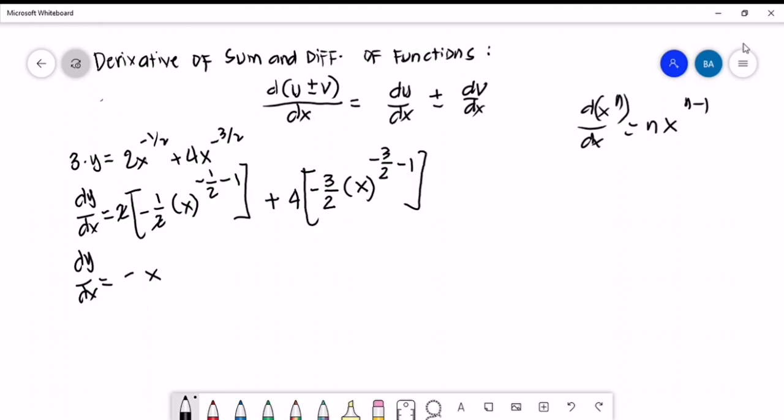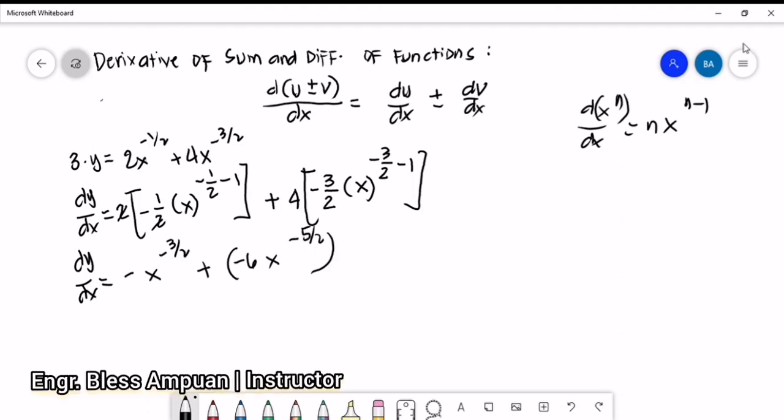So this is already negative x, so negative 1 half minus 1, this is negative 3 over 2, plus 4 times 3, this is 12 divided by 2, so we have negative 6. And then x, so negative 3 over 2 minus 1 is negative 5 over 2.